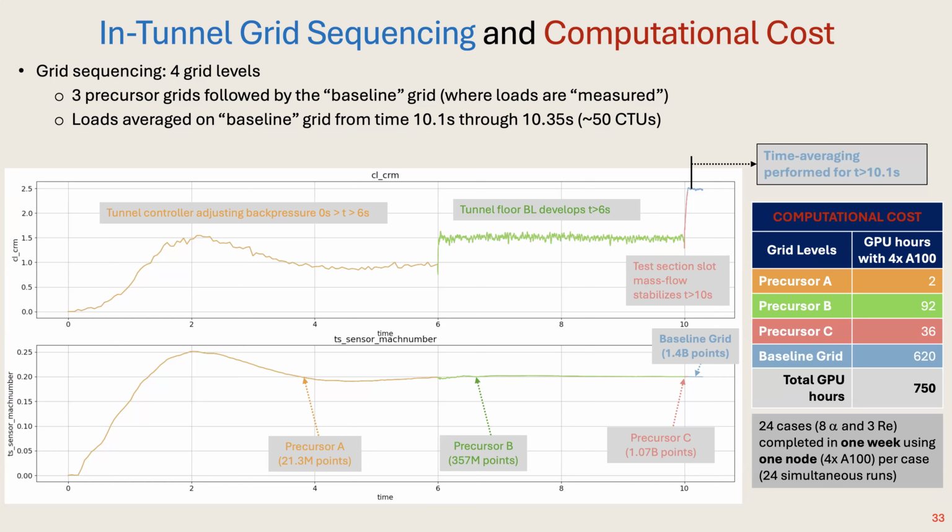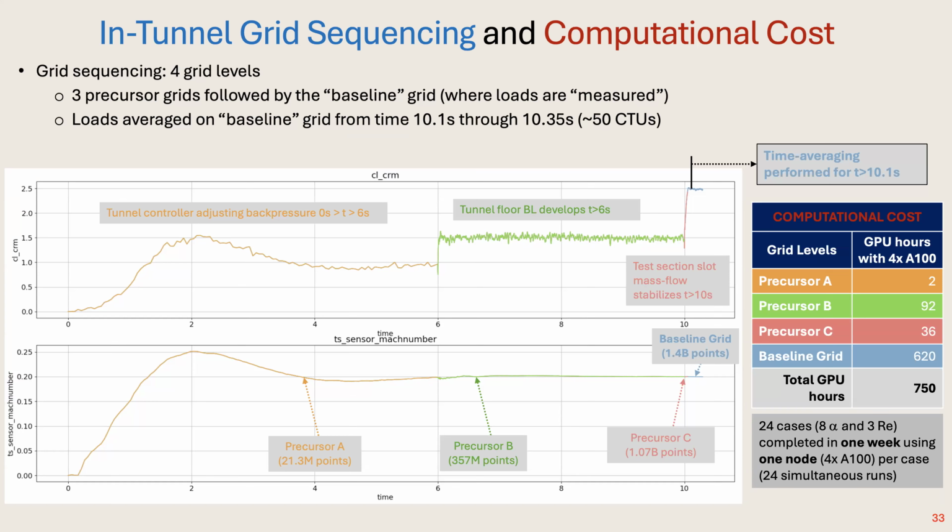And then after that, you go to your baseline grid, 1.4 billion grid points. You run it like 0.25, 0.3 seconds, about 50 CTU, and maybe the last 20, 30 or 40 CTU you get averaging, right? So that's the idea. And the timing, in terms of using a 100 total GPU hours span, precursor A is 2 total GPU hours. That means 30 seconds you can get this, 6 seconds, right, turnaround time.